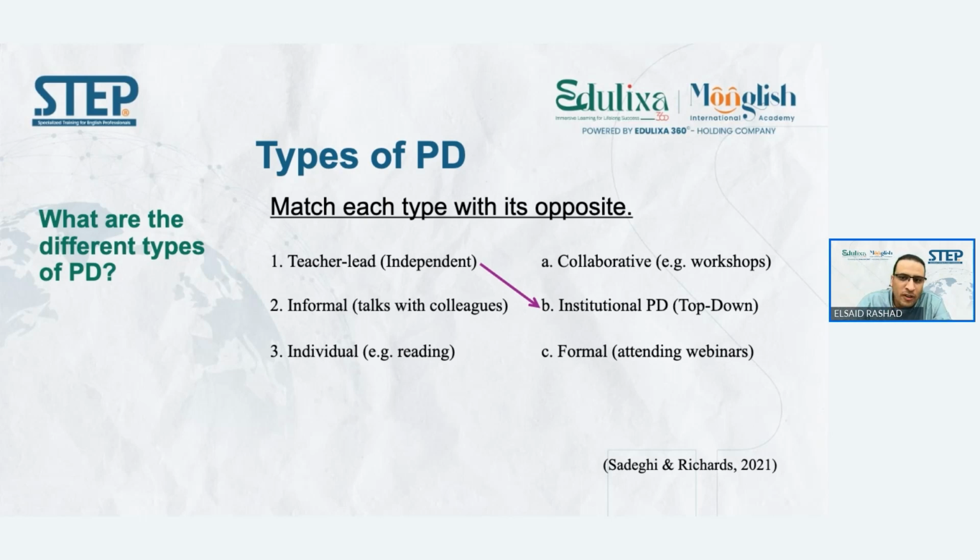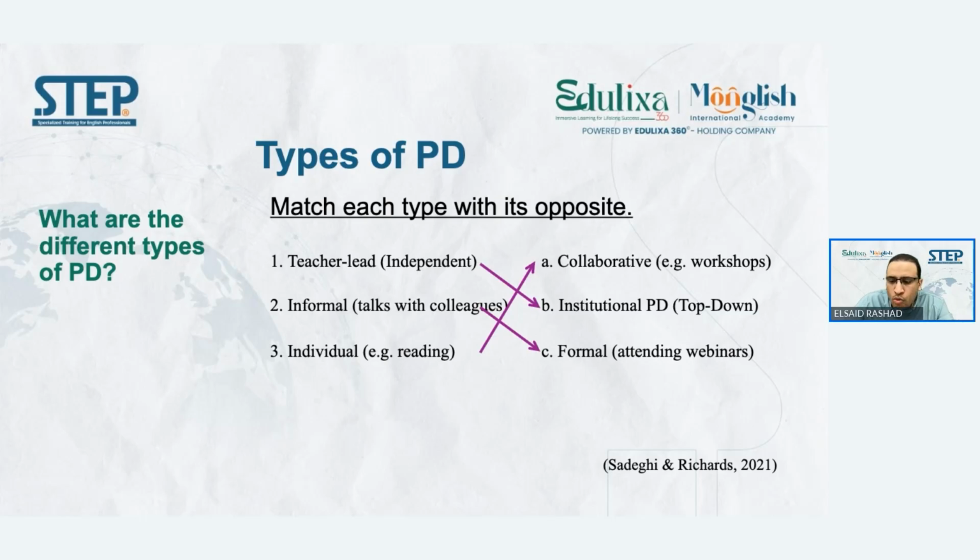The second is informal. That's obvious. Informal, yeah, self-motivated. Yeah, thank you very much. Informal is the opposite of formal. So when you attend a webinar like this, it is a formal type of professional development. If you're discussing a teaching technique with one of your colleagues or peers, this is informal. The final one is individual. You are reading a book, you're watching a video, you're watching a webinar, you're reading an article. This is individual. If you're working with a group, this is collaborative work, like having a workshop or so. Do you have any comments on the types of PD?